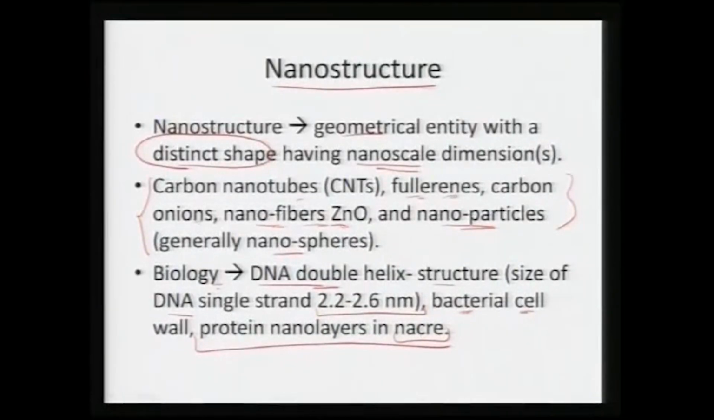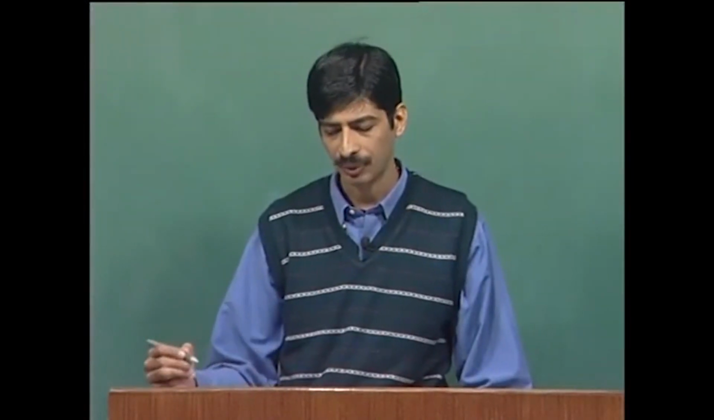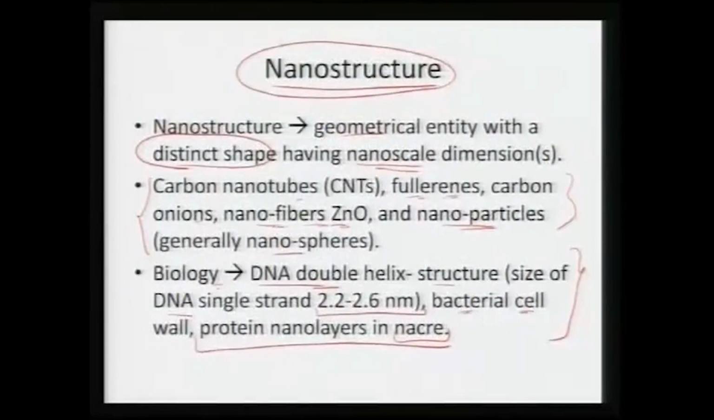So, again we can see a nanostructure is nothing but a geometrical entity which has a certain shape associated with it, with at least one length scale dimension in the nanometer regime. Certain examples include carbon nanotubes, fullerenes, carbon onions, zinc oxide nanofibers or nanoparticles of gold. There are many others as well. They have a certain distinct shape associated with them, and this nanostructure is not really new, it has already been existing in nature, like the DNA double helix structure or protein nanolayers in nacre, and even apatite crystals which are present in our bone. So, there are multiple examples which already exist in nature.